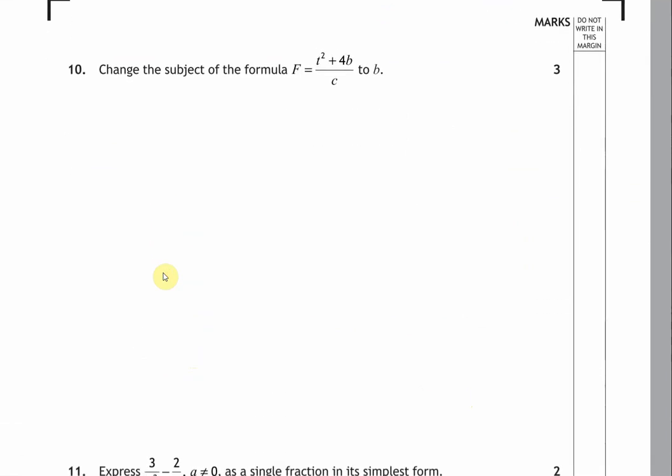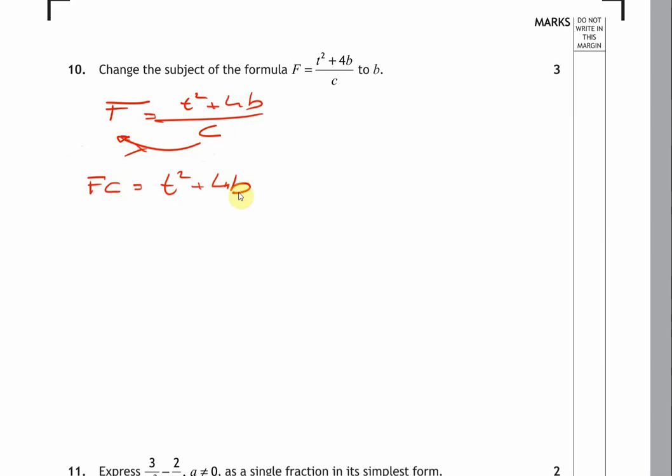Now question 10 is a nice easy change the subject of the formula, and this time it is to B. So we'll write out our formula. It's F equals T squared plus 4B over C. So the first thing that we'll do is we'll take this C across, and this will go over as times. So we'll get FC is equal to T squared plus 4B.